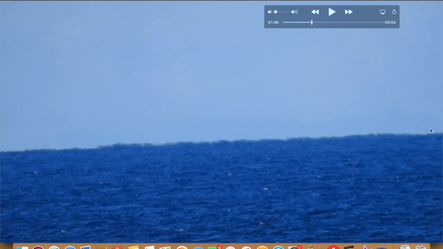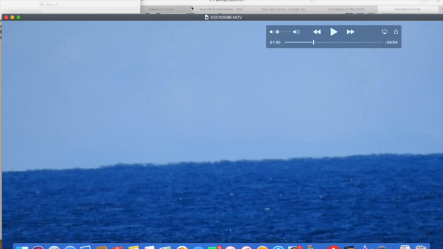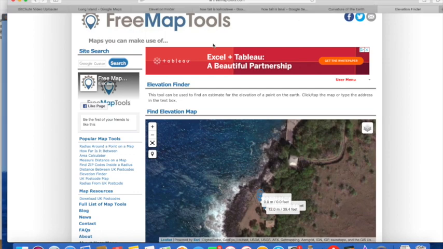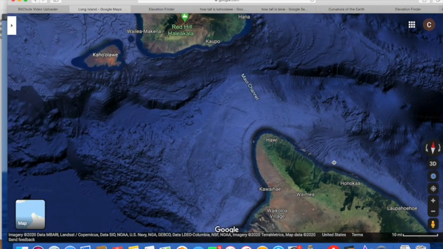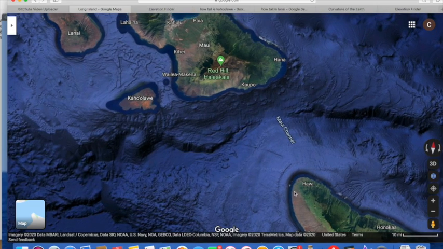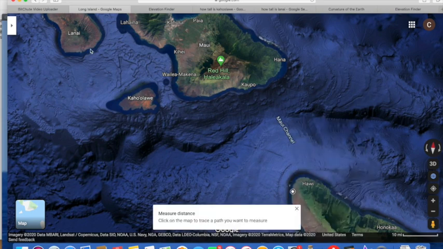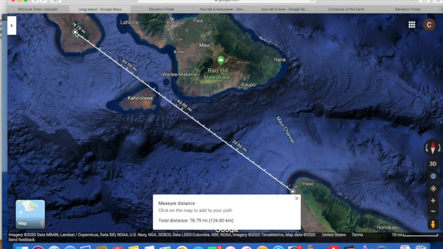So how can we see Lanai? Let's do the math real quick. How far away is Lanai? I didn't measure that yet. Let's take a quick measurement. Okay, from here, measure the distance to the summit of Lanai. So we get almost 79 miles.